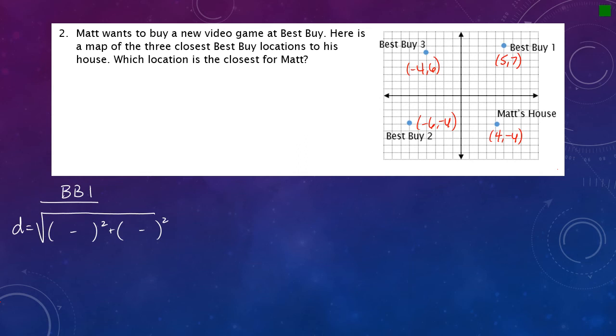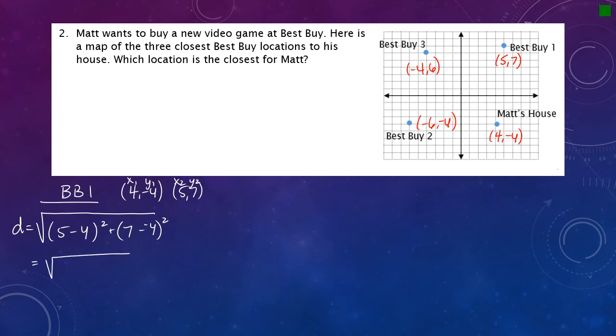And I am actually going to write down my 2 points so that I don't get confused. So Matt's house is (4, -4), and Best Buy 1 is at (5, 7). Okay, so I'm going to make this x1, y1, and this x2, y2. So I'm going to do x2 minus x1, so 5 minus 4, and then y2 minus y1, so 7 minus -4.